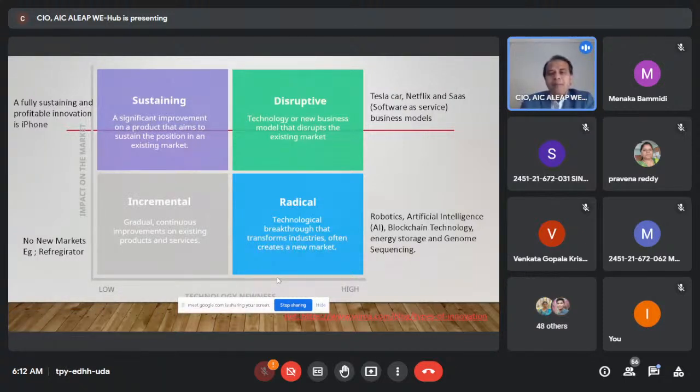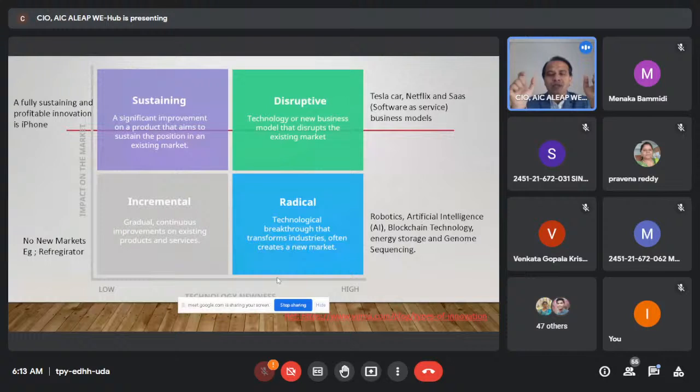So when we speak about radical innovation, we have the best examples like robotics, artificial intelligence, blockchain technology, and some of the examples in biology, like genome sequencing. So I'm just taking the example of a refrigerator and explaining the incremental innovation and radical innovation. The incremental innovation starts with a simple add-on which has a weightage to the problem statement and the solution. Then the radical comes up at a higher level where you add some of the best features like robotics, artificial intelligence, and blockchain technologies.